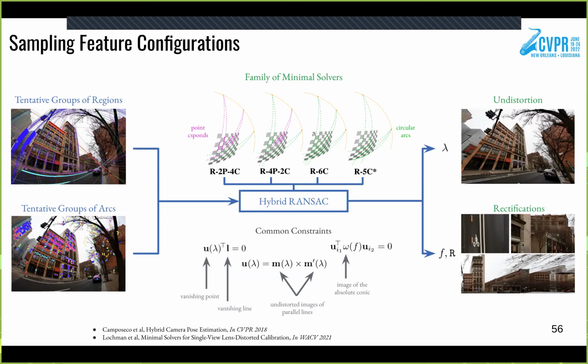And what is the output of this hybrid RANSAC, or this estimation process? If you have orthogonal vanishing points, you get the lens undistortion parameter lambda, you get the focal length f, and you get the absolute orientation of the camera with respect to the Manhattan frame.